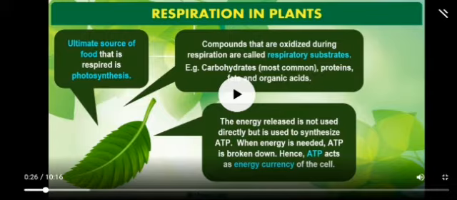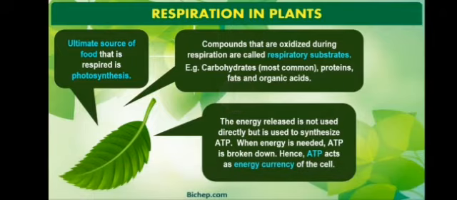We know that the ultimate source of energy is the sun. The energy released is not used directly but used to synthesize ATP. ATP is a kind of energy coin inside the body. When an ATP is broken down, it releases energy, and that energy is used for the mechanical work that our body does.